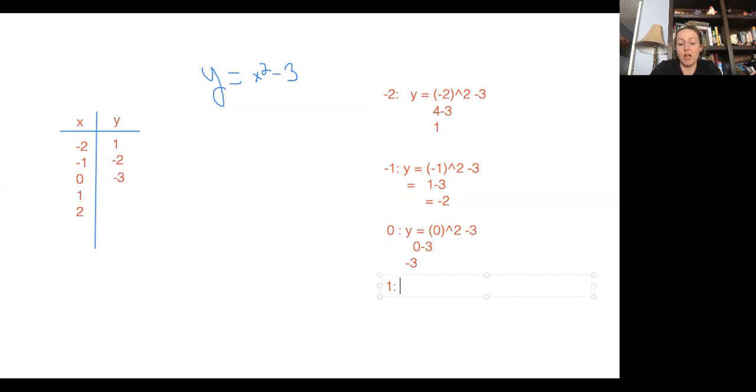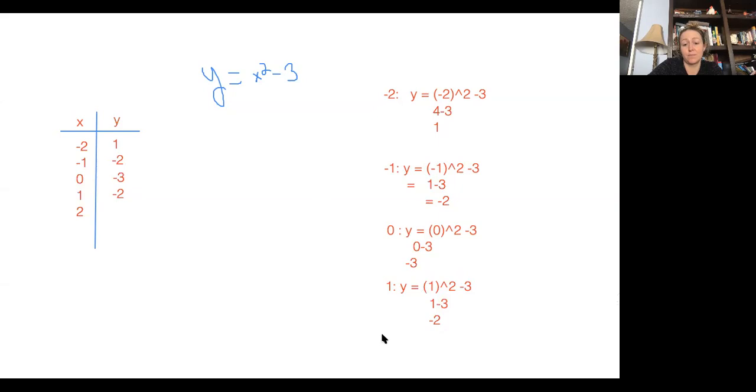So when I plug in 1, y equals 1 squared minus 3. 1 squared is 1. 1 minus 3 is going to be a -2. So this is where you're going to start seeing the repeat of values. So look, I have a -2 here, and I have a -2 here. So when I plug in 2, I should expect to get a 1.